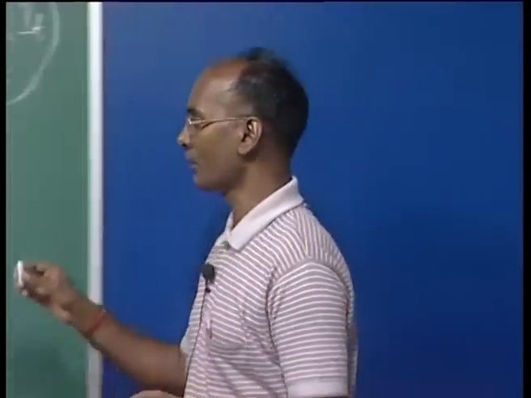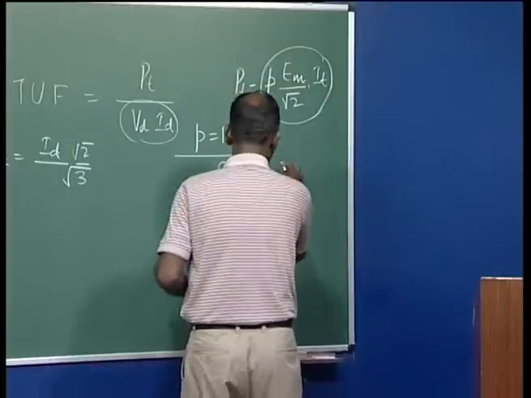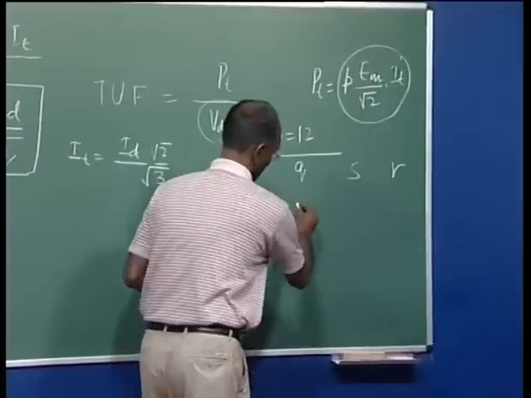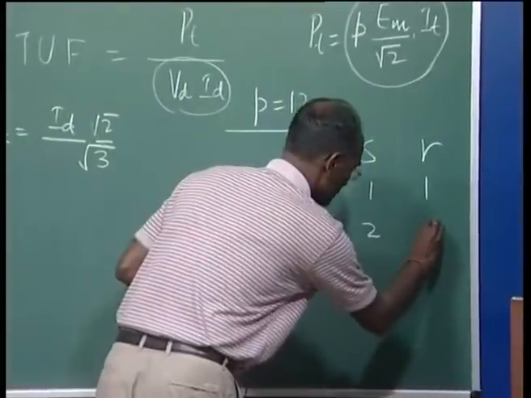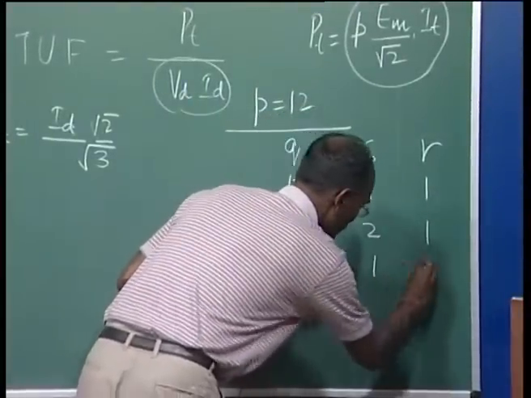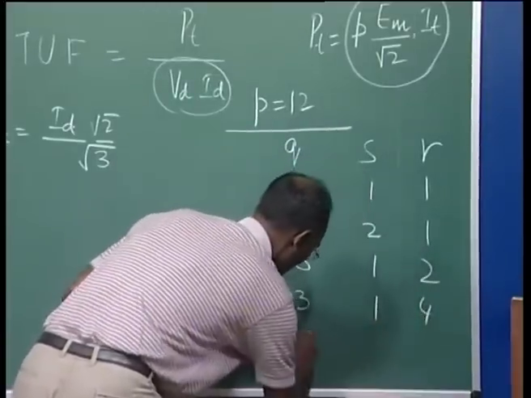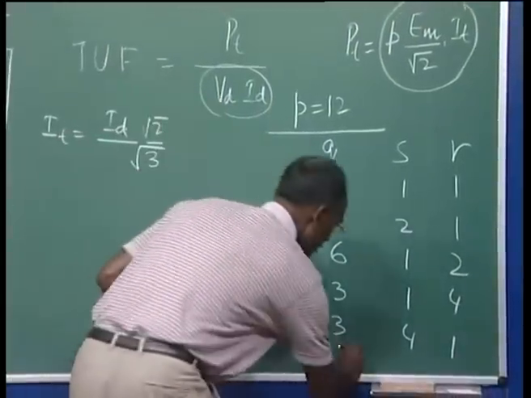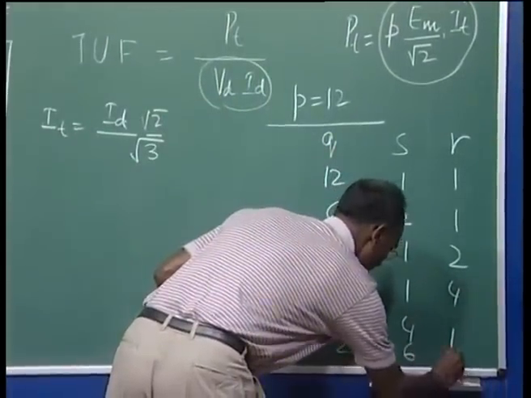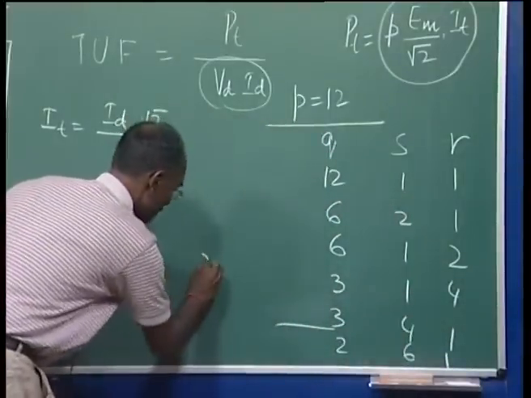You just have to find which value is optimal for all the possible combinations, because for P equal to 12 you have a lot of options. It is your Q, S and R. Let us suppose 12, 1, 1, then you have 6, 2 into 1, 6, 1 into 2, then 3, 1 into 4, and 3, 4 is to 1. Then what other options do we have? We can have 2 also, 2, 6, 1, and we can also go for the option 3, 2 and 2.